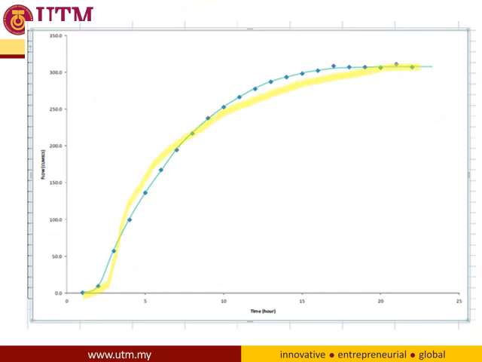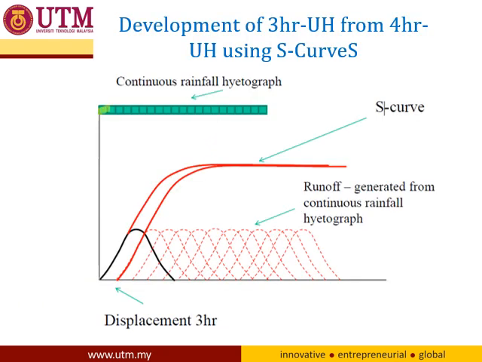And how do you know how many times you want to add the unit hydrograph? It depends. Until you get a constant here. Okay, until you get a constant here. So before, you created a continuous rainfall hyetograph using the 4-hour unit hydrograph, so you get this S curve, right? Okay, so the next step is you displace 3 hour because you want to convert it into 3 hour.